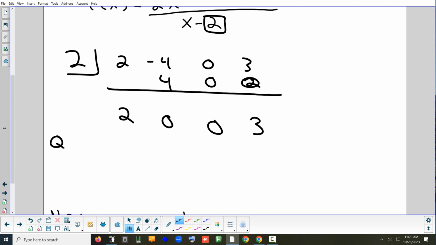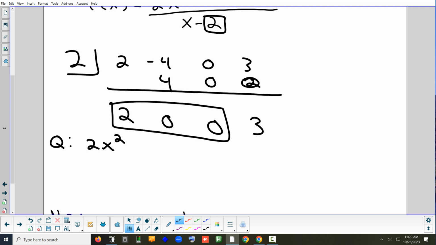So now, let's start with the quotient. What's my quotient in this case? 2x squared minus 4x plus 0. So your quotient is just 2x squared. We have nothing else. What's your remainder? The remainder is 3, over x minus 2.